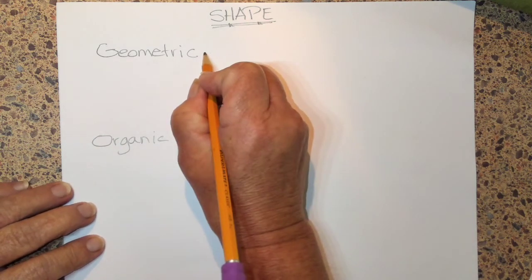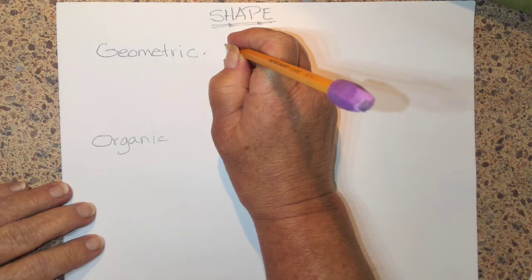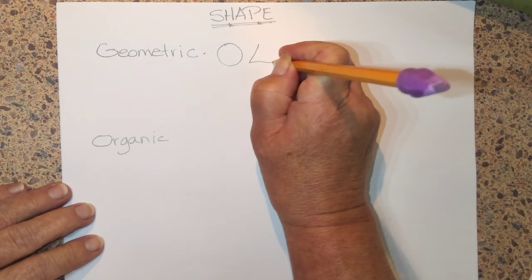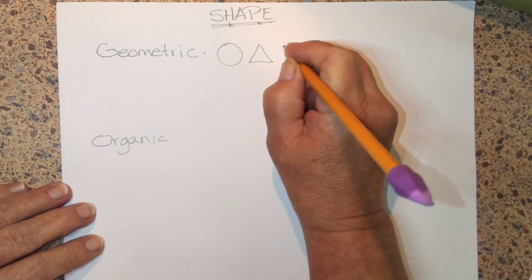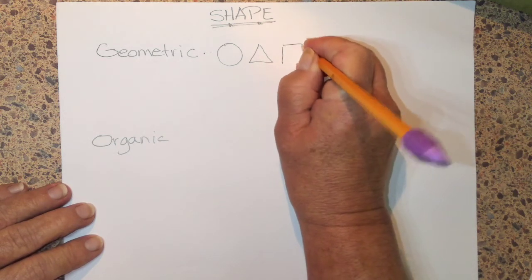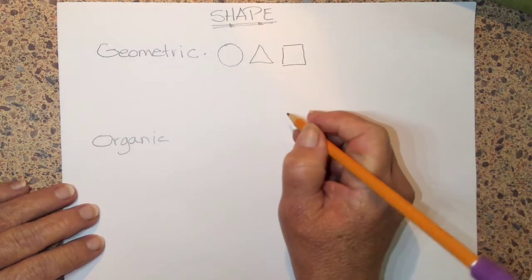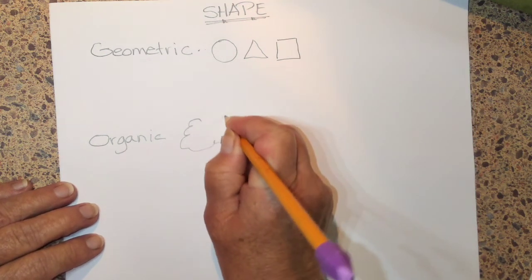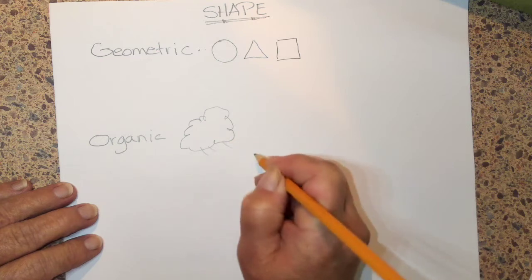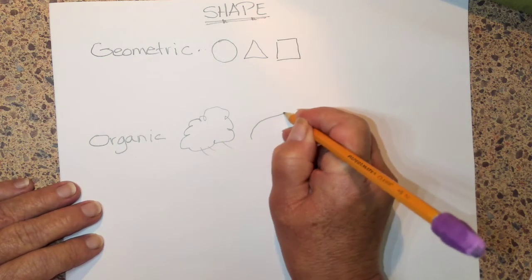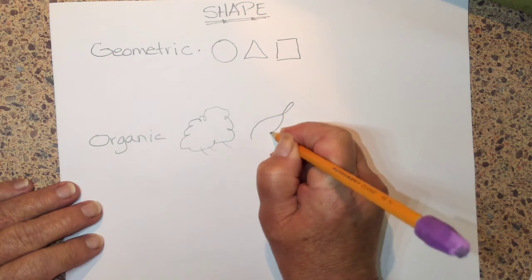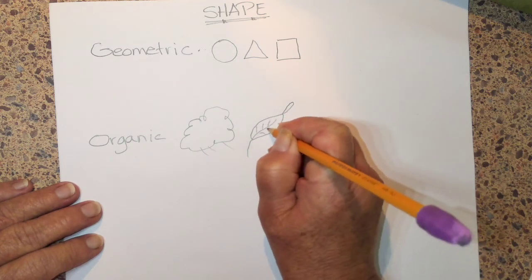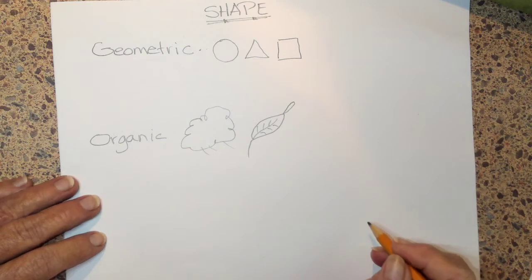Geometric or inorganic shapes would be a circle or a triangle or a square. Organic shapes might be a cloud or a leaf. Okay?